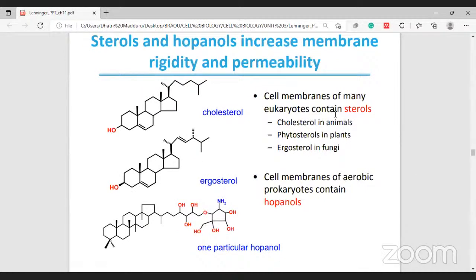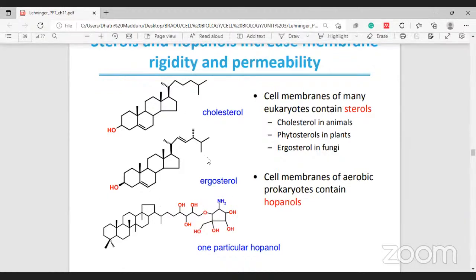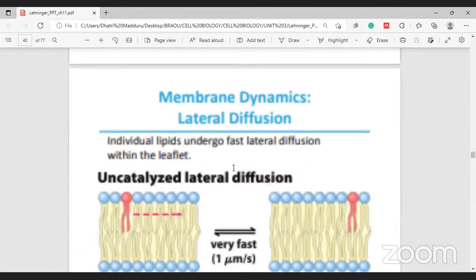So these are sterols and hopanols. These are the structures. Cell membranes of many eukaryotes contain sterols, like cholesterol in animals, phytosterols in plants, and ergosterol in fungi. But in prokaryotes they are absent. Instead they have hopanols, or hopanoids as we can also call them. So this is the difference in the structure.